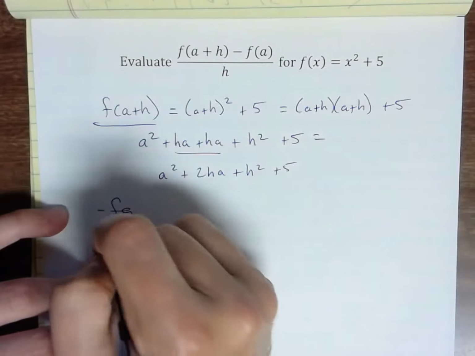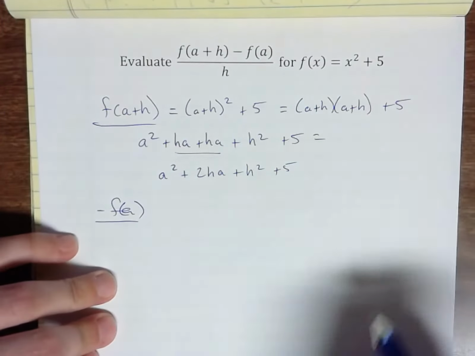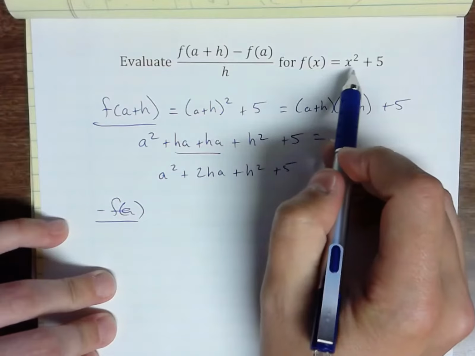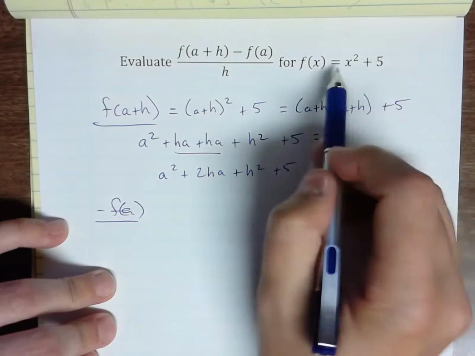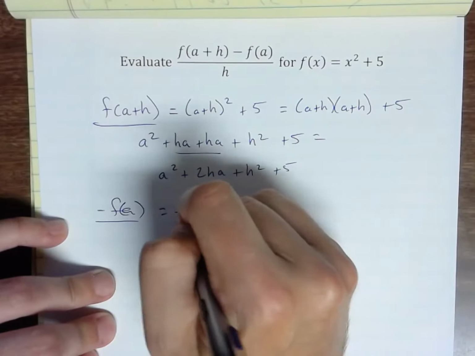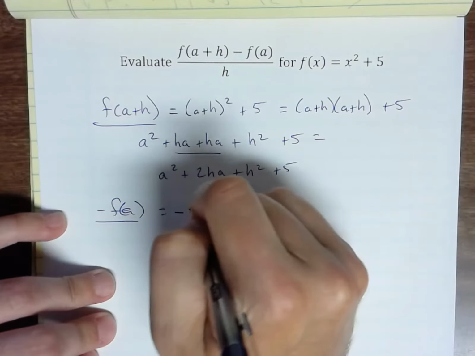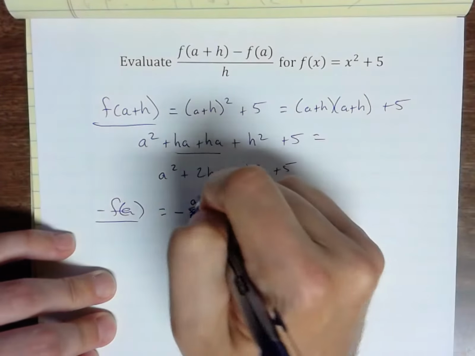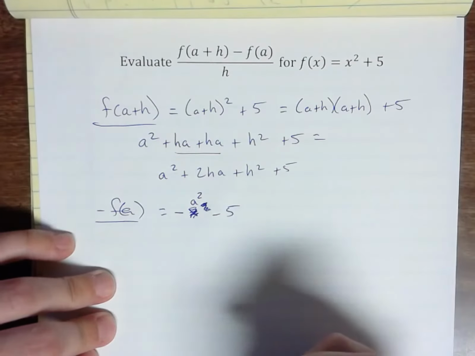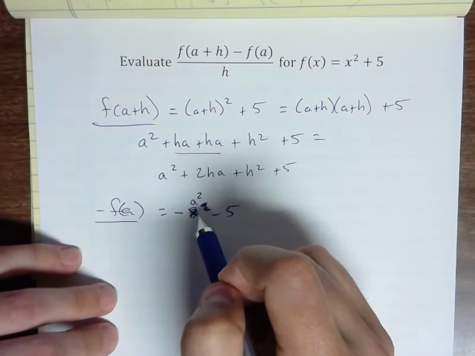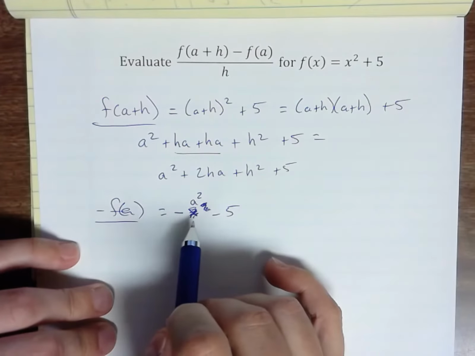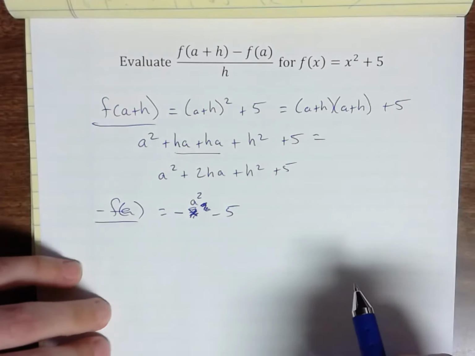Alright, now of course, minus f of a. So we did this part. Let's do the second part. Well, nothing's changing. We're just going to put an a in for x, and we're going to subtract this whole thing. So that would be minus a squared minus 5. Trouble with using pen here, but it shows up better in my videos.